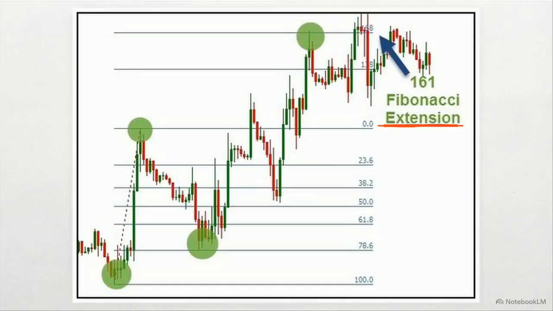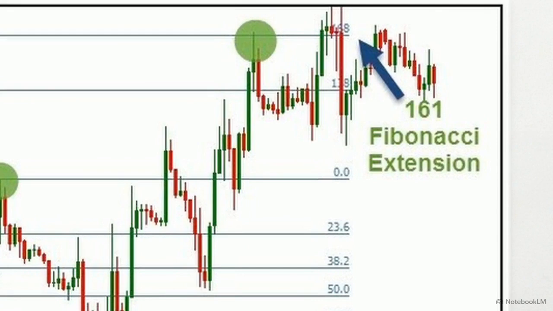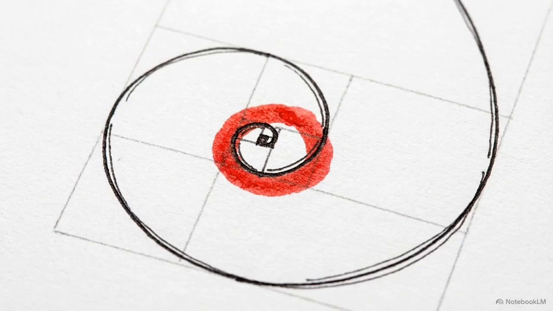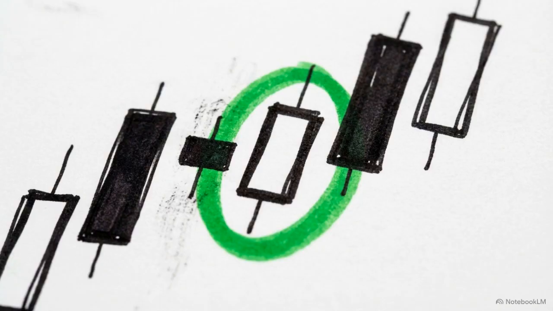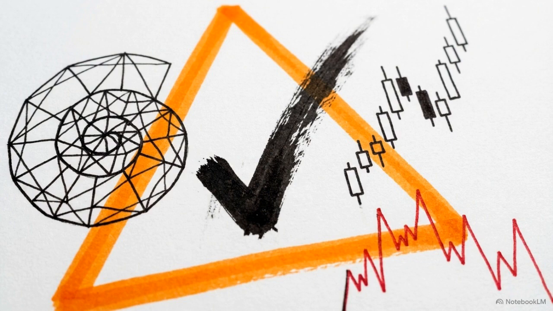To set a profit target, we use Fibonacci extension levels. The 161.8 level shown here serves as a target for where the new wave is likely to peak. Combining mathematical zones with candlestick confirmation and defined risk parameters creates a complete executable trading plan.